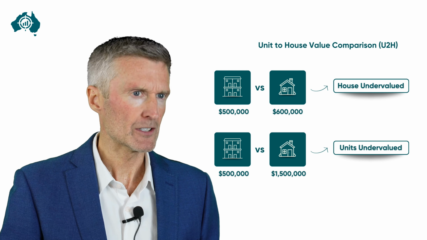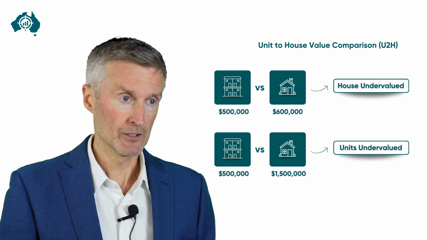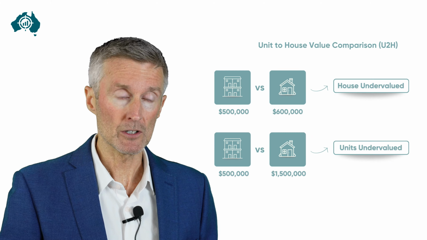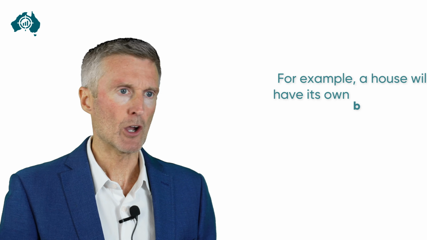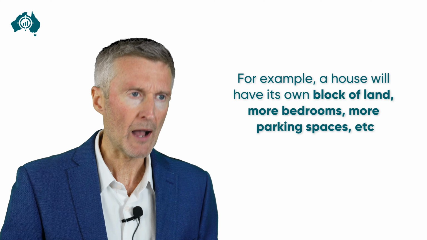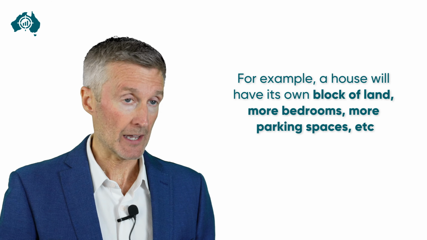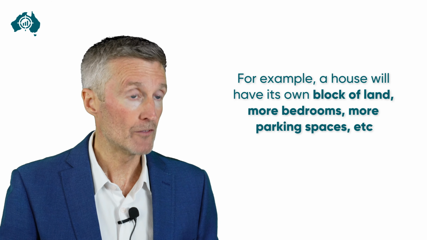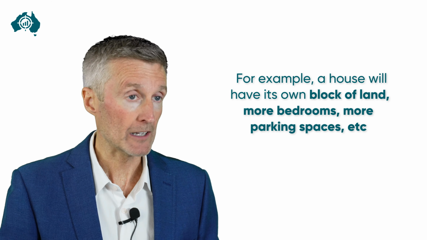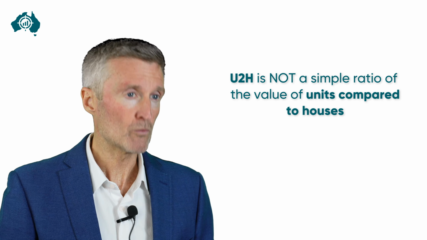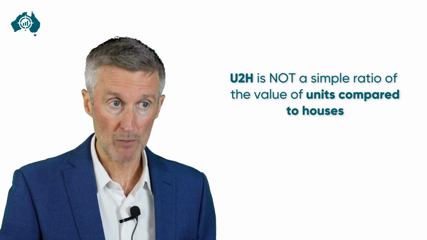For example, let's say that units were worth $500,000 in a particular suburb and houses in the same suburb were worth $600,000. Now that's not a big difference in values, but the features for a house are usually much better than for units. For example, a house will have its own block of land, more bedrooms, more parking spaces and so on. So in this case, houses would be considered good value for money and the units would be considered overpriced.